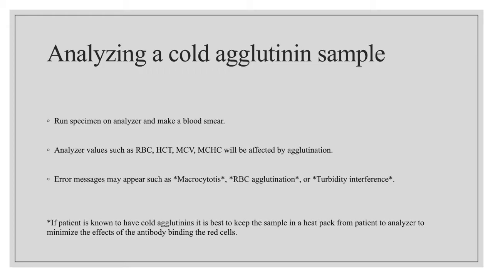Analyzing cold agglutinin samples is similar to running any other CBC. Run the specimen on an analyzer and make a blood smear. Certain results such as RBC, HCT, MCV, and MCHC will be affected by agglutination if present. Some error messages you may get are macrocytosis, RBC agglutination, or turbidity interference.